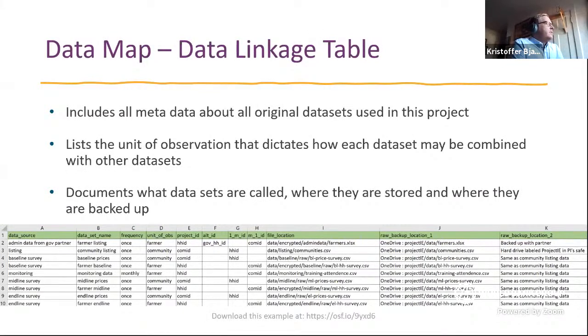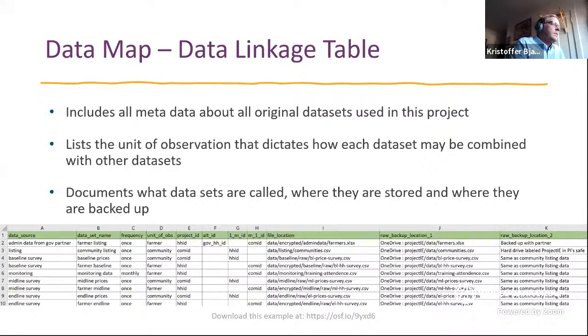The first component of the data map is the data linkage table. In a data linkage table, you should list all original data sets. By original data sets, we mean data that the research team will acquire in its original form. This can be data collected using household surveys, data scraped from the internet, or secondary data received from a partner organization. But original data in this context means the data set exactly how the research team initially received it.